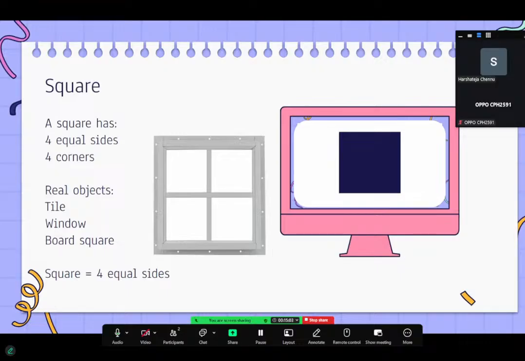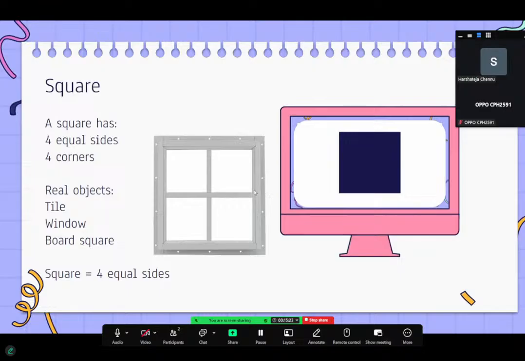And here's a square. It has 4 equal sides, 4 corners. Some real objects are like a tile, a window, and a board square. So a square always has 4 equal sides. That's the main thing you might want to remember.